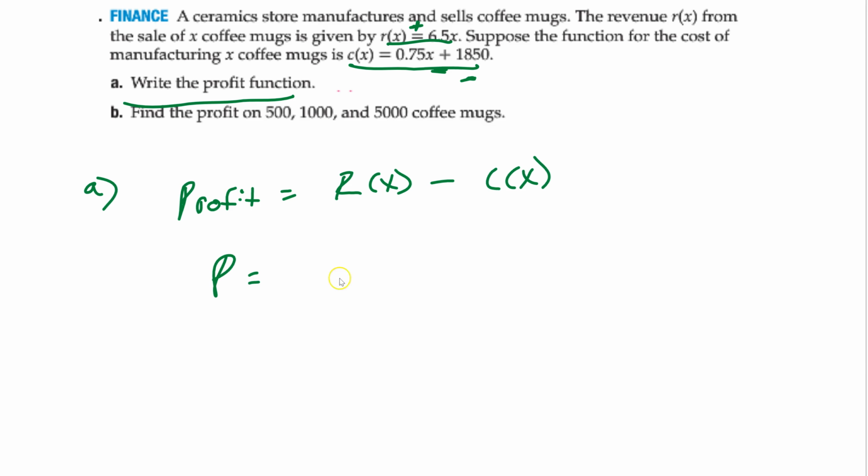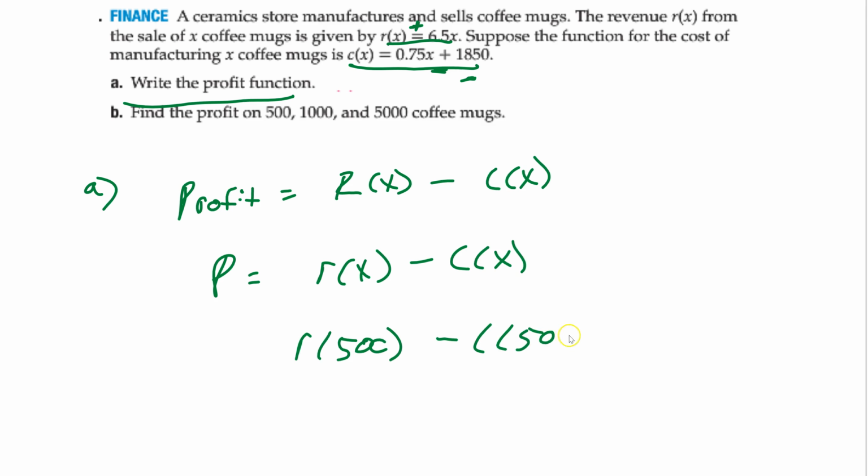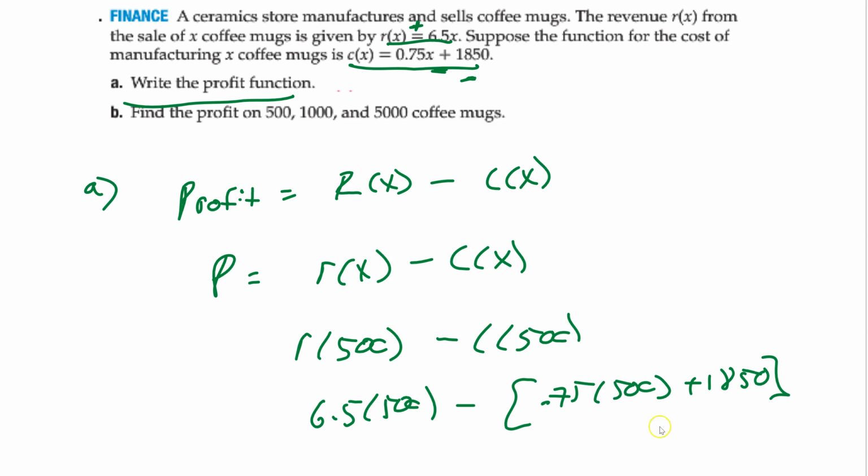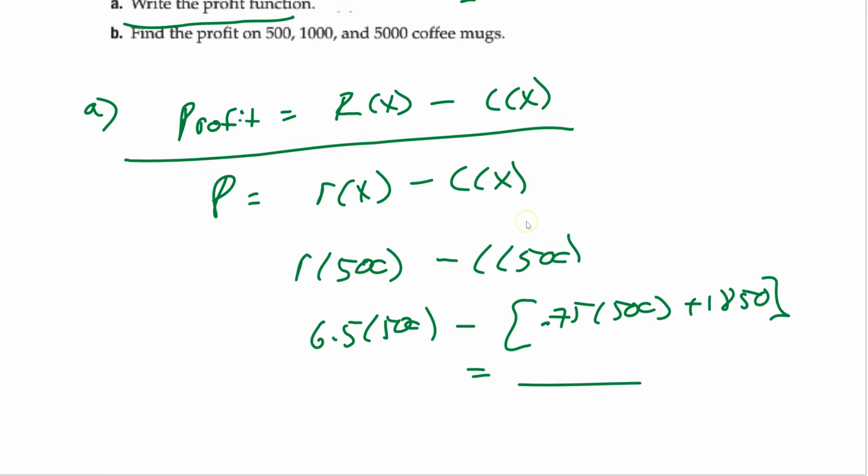So in this case, my profit function is R(x) minus C(x). And then they want you to find a profit at 500. We're just going to plug it in. So it'll be R(500) minus C(500). A lot of that's just putting it in your calculator, because it's going to be 6.5 times 500 minus, in parentheses, 0.75 times 500 plus 1850. Put these in your calculator, get an answer, and you get the profit. You can do the same thing for the rest. But the key thing is I want you to understand what a profit function is. Profit is just money you make minus money you lose. That's how you find your profit.